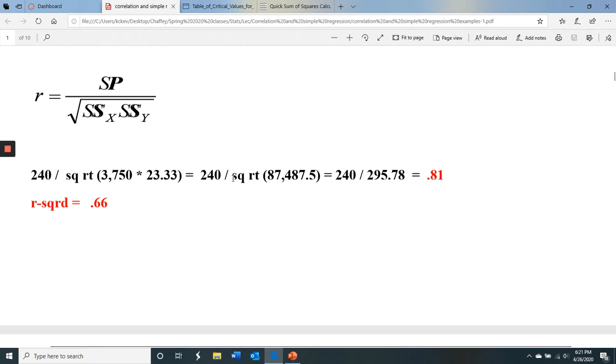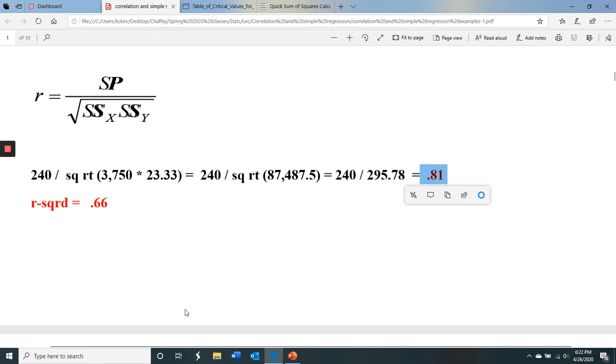So we have 240 again. We're waiting for the bottom to be solved. So 3,750 times 23.33 is, we get large numbers here in correlations, 87,487.5. We take the square root of that number, it's 295.78. Now we can solve. SP 240 divided by 295.78. And here we have a whopping R correlation of 0.81.